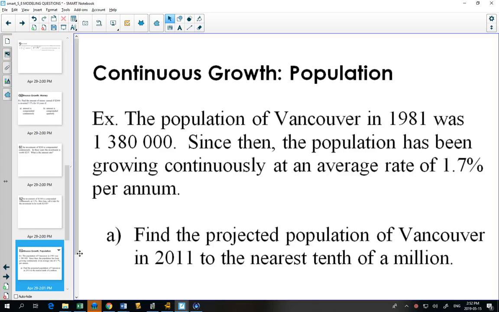Another application of the PERT formula is with population and continuous growth. When populations get large enough, like the human population, often they use continuous growth: there's always babies being born, there's always people dying, so the population is growing at a certain rate continuously.